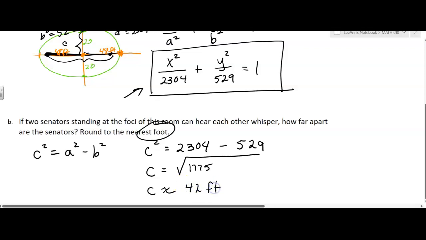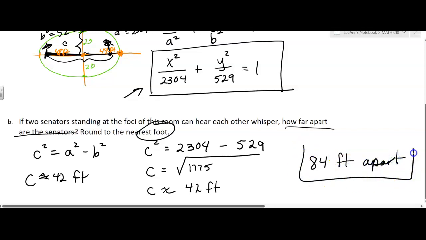Now that's not going to be the answer because the question says how far apart are the senators. We've just figured that c is about 42. You're going to have to double it because you have one senator here, with his hat, and the other senator's over here with his fancy hat back in the olden days. And so 2 times 42, which is 84, they're about 84 feet apart. Okay. So yeah, interesting acoustical properties for buildings that have an elliptical dome.